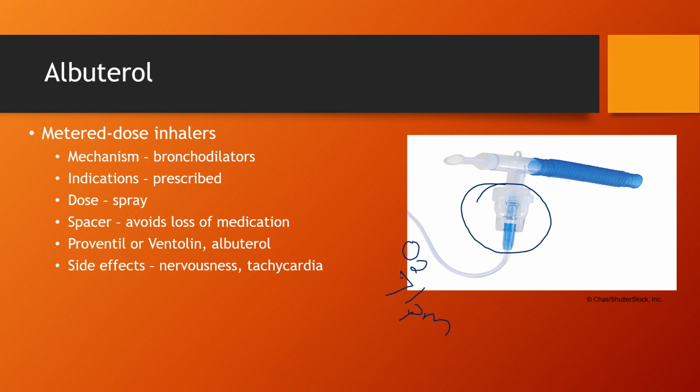Coach them into taking deep breaths to get that medication all the way down the bronchi, into the bronchioles, out to the alveoli. So if they're taking short, shallow breaths, that medicine's not getting passed up here. And I need the medicine down here. Know some of the common names, Proventil and Ventolin. Now, albuterol will cause nervousness, tachycardia, tremors. They'll be shaking. It increases their heart rate. Those are all normal side effects of albuterol.